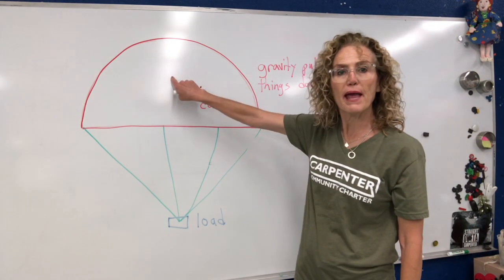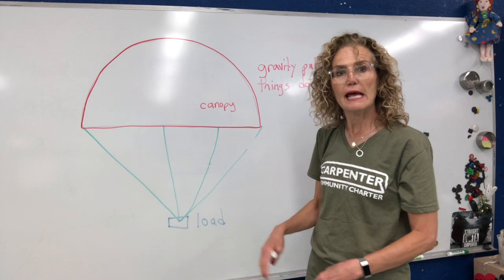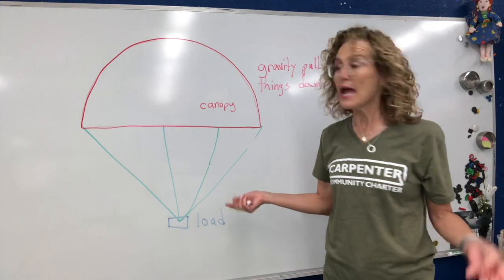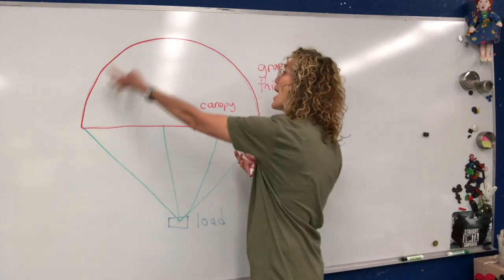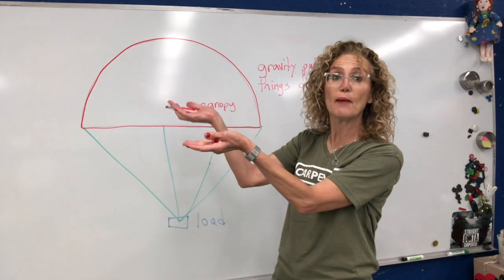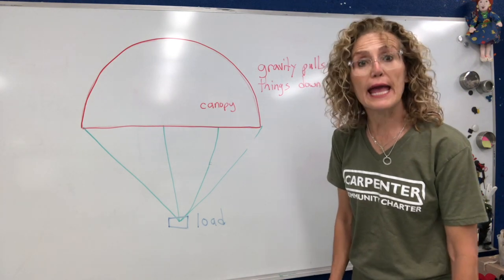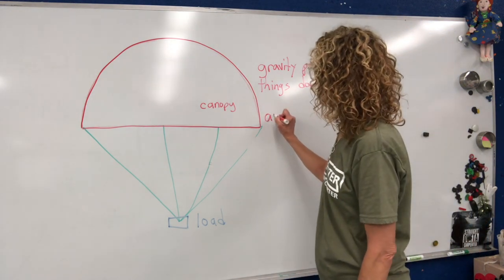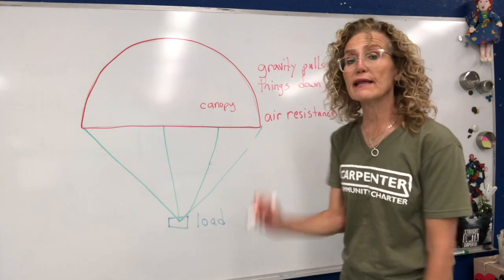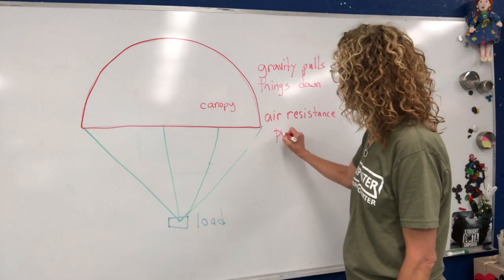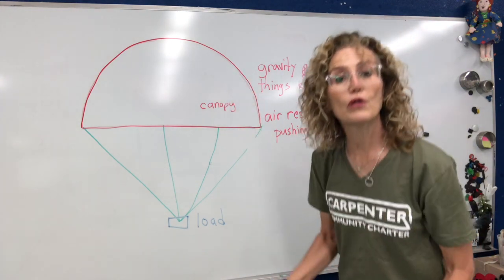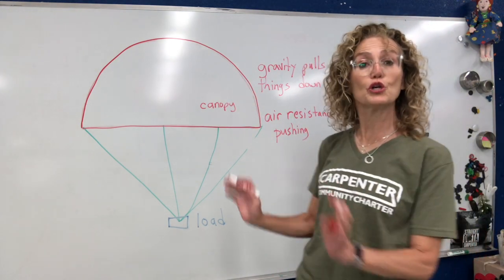Now, as the parachute drops down, it's actually traveling through something. It's traveling through the air. And the air gets trapped underneath the canopy and it pushes back up. And it creates something called air resistance. And that air resistance is a pushing force. Remember we talked about pushing and pulling in kindergarten? Gravity is a pulling force and air resistance is a pushing force.